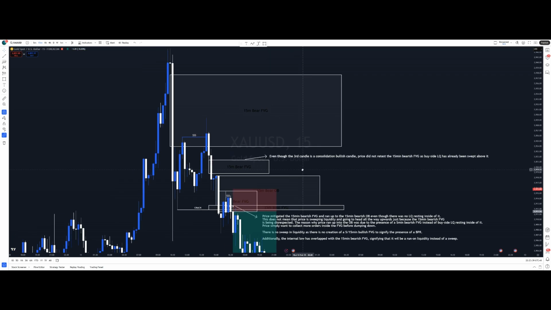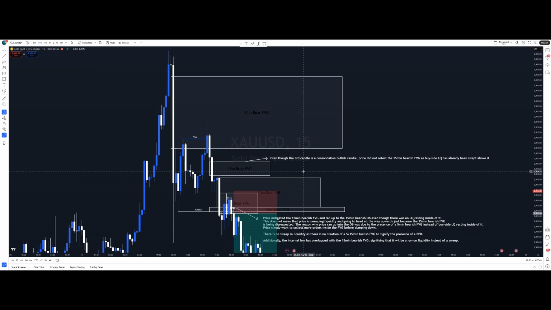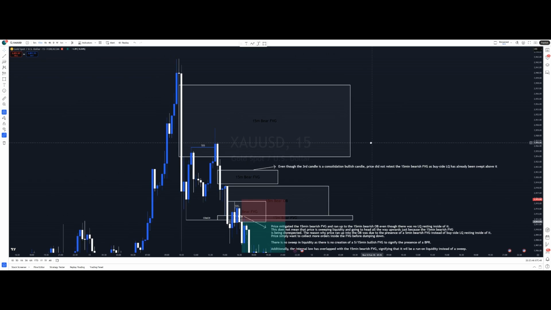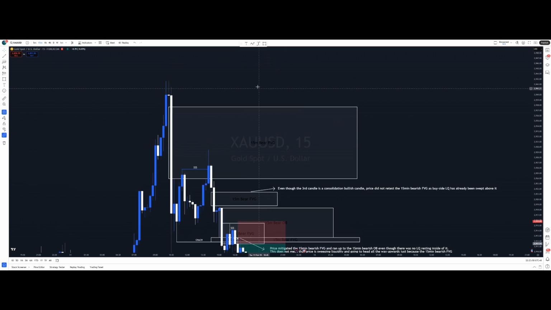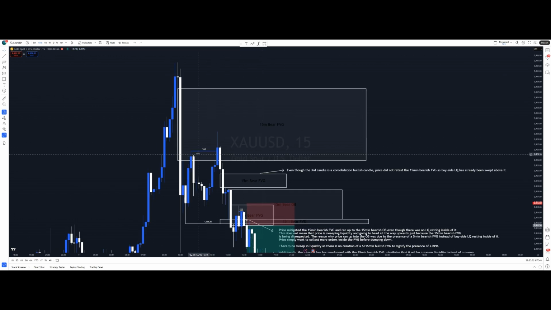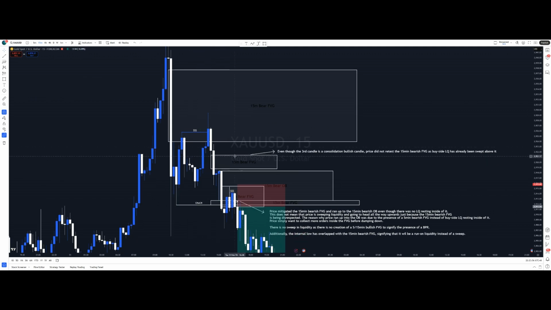Hi traders. Today we'll be analyzing a trade that I took on gold, and I didn't take this trade because I was forward testing. So here we can see that there's a 15-minute bearish fair value gap, and the buy side liquidity got swept. After that, we created a 15-minute bearish fair value gap.